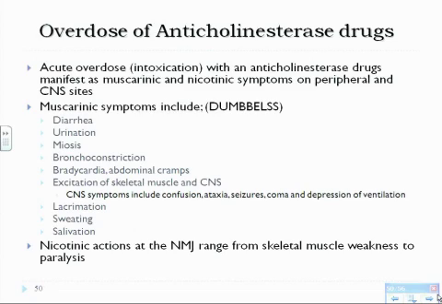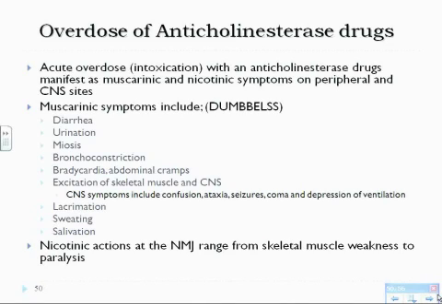Acute overdose or intoxication with anticholinesterase drugs manifests in muscarinic and nicotinic symptoms on peripheral and CNS sites. The muscarinic symptoms are simply the same thing as you get in organophosphate poisoning. So you have DUMBBELS. Okay, you get diarrhea, urination, miosis. Okay, that's your DUM. Your BELS are bronchoconstriction and bradycardia. Then you get excitation of the skeletal muscle, which usually causes confusion, ataxia, seizures, coma, and depressed ventilation. Then you have increased lacrimation, sweating, and salivation.